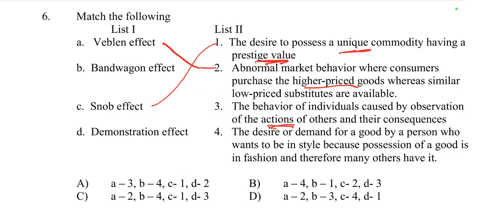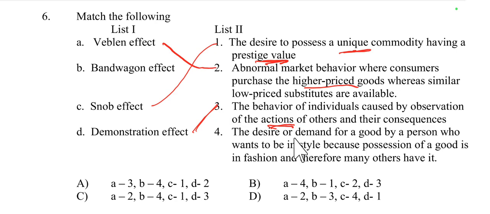So what others do, if others buy an iPhone, then we also buy that phone. So it is called the demonstration effect. By the behavior of others we take our actions.